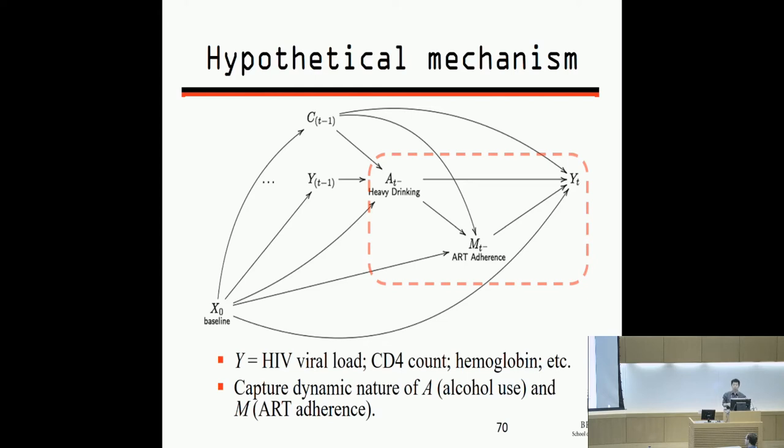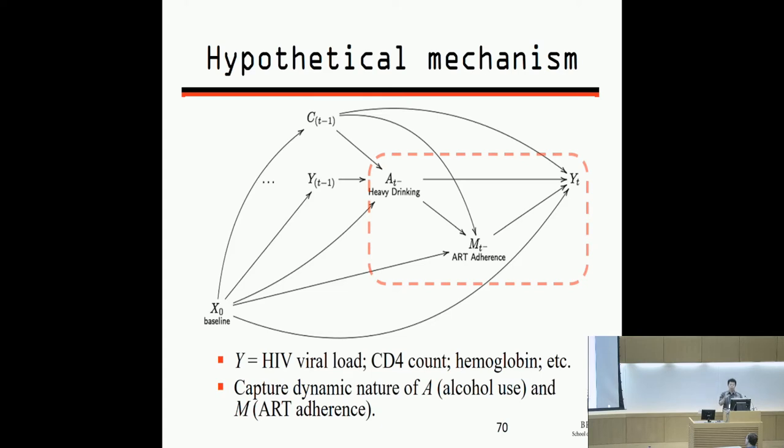So how are you dealing with the fact that heavy drinking at the first measure may be less correlated with heavy drinking at the last measure? I'm just wondering how you're coping with that. Yeah, I see your question. It's a complicated question.